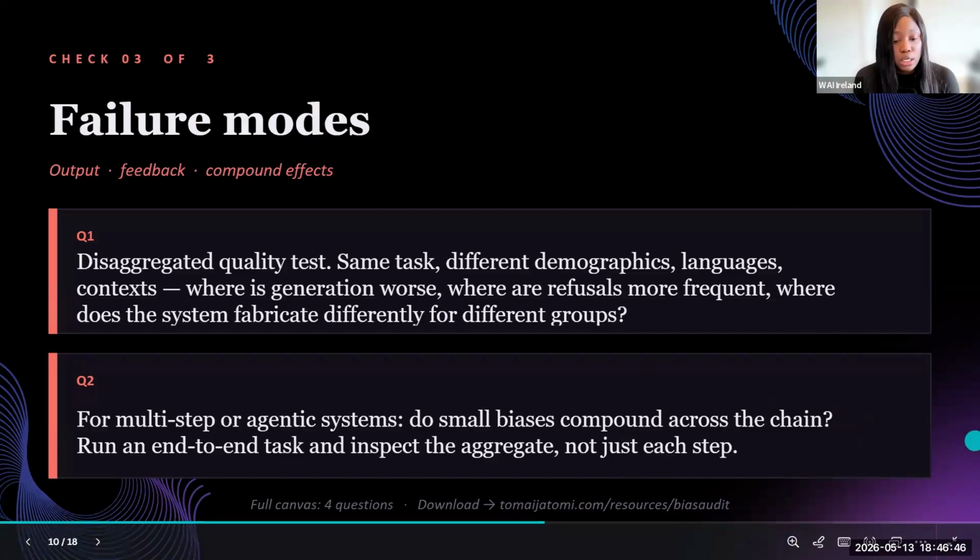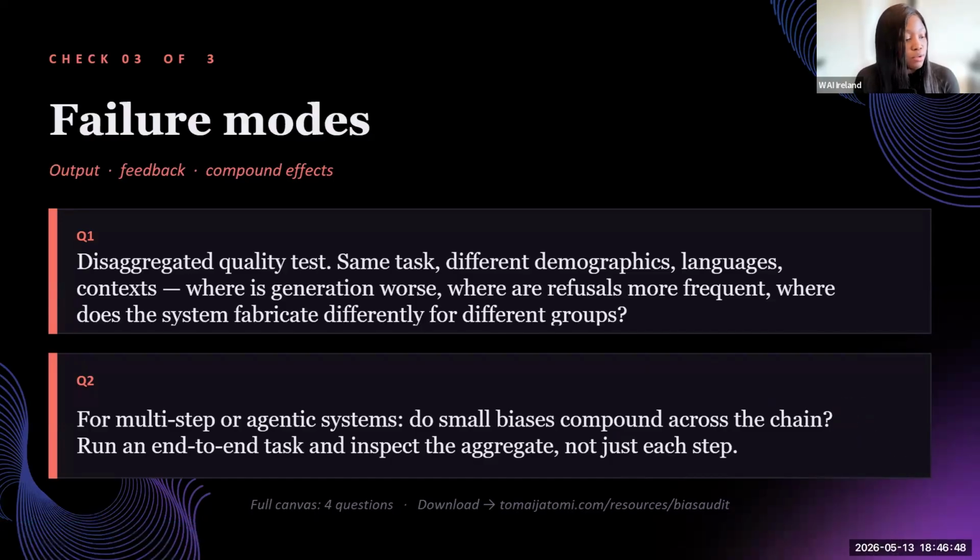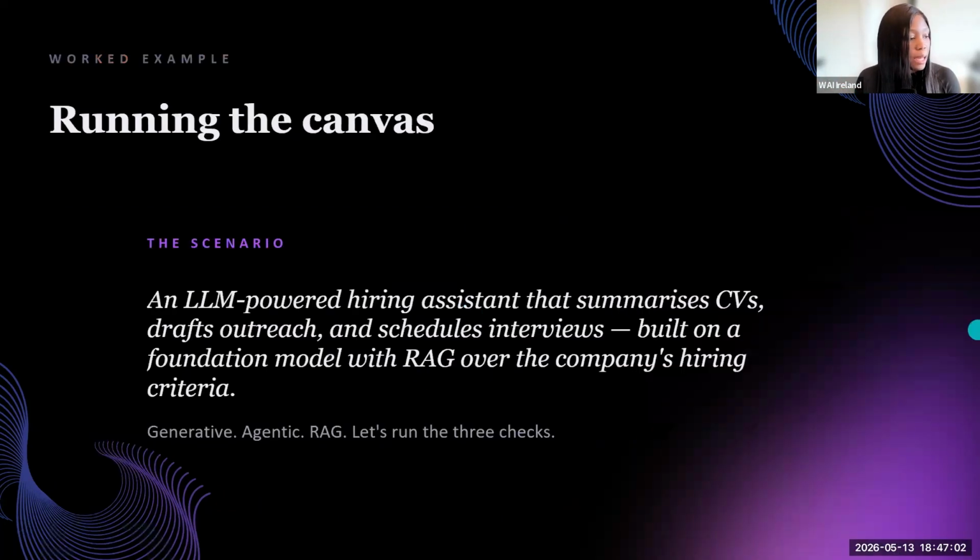Right? So again, this is kind of like the flip side of this. You disaggregate, but then for multi-agent systems, because those are complex systems broken down into smaller parts, you also want to look at the final output as well.